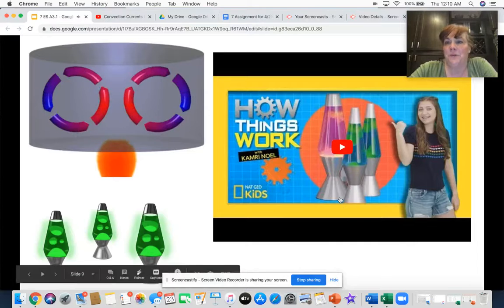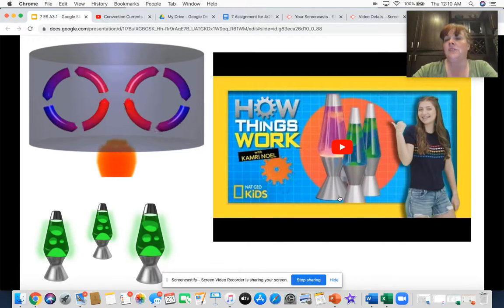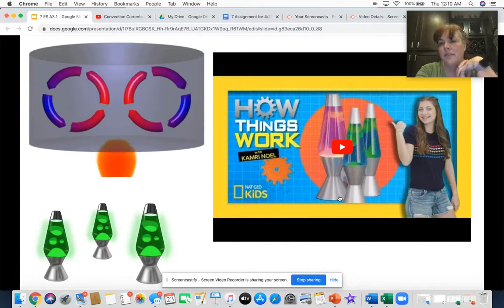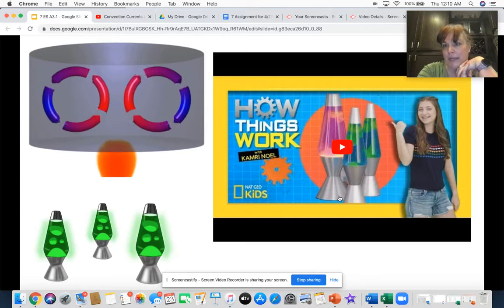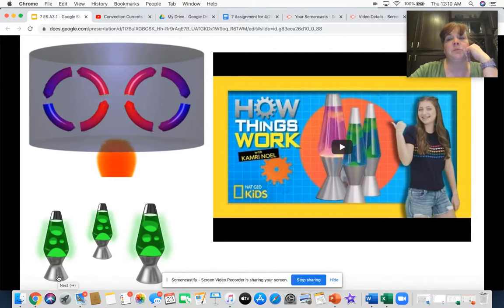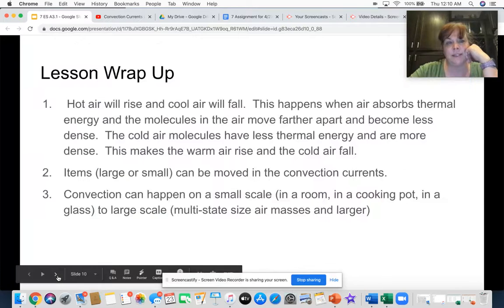Okay, so that works by convection, and it was really nice to see how they talked about how the molecules spread out, and that makes that blob less dense. The same thing happens with our air currents. Okay, so as it heats up, it adds thermal energy. The molecules move faster and farther apart, and it becomes less dense.